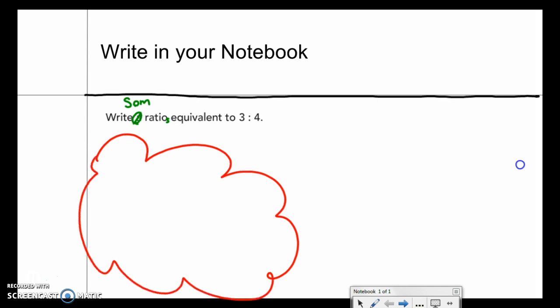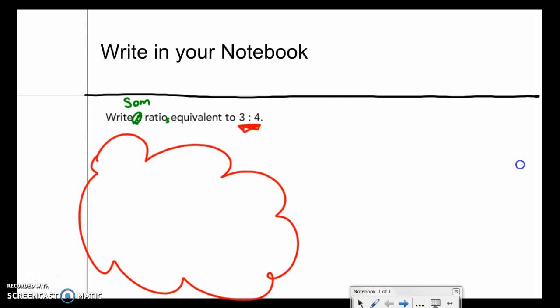Okay? And I want to write some ratios that are equivalent to 3 to 4. Yesterday we created a multiplication table to help us figure these out, or you can just do this in your head or on your paper. 3 to 4 is as simple as it's going to be as a whole number. I'm going to use black because I'm feeling kind of Valentine's-y.